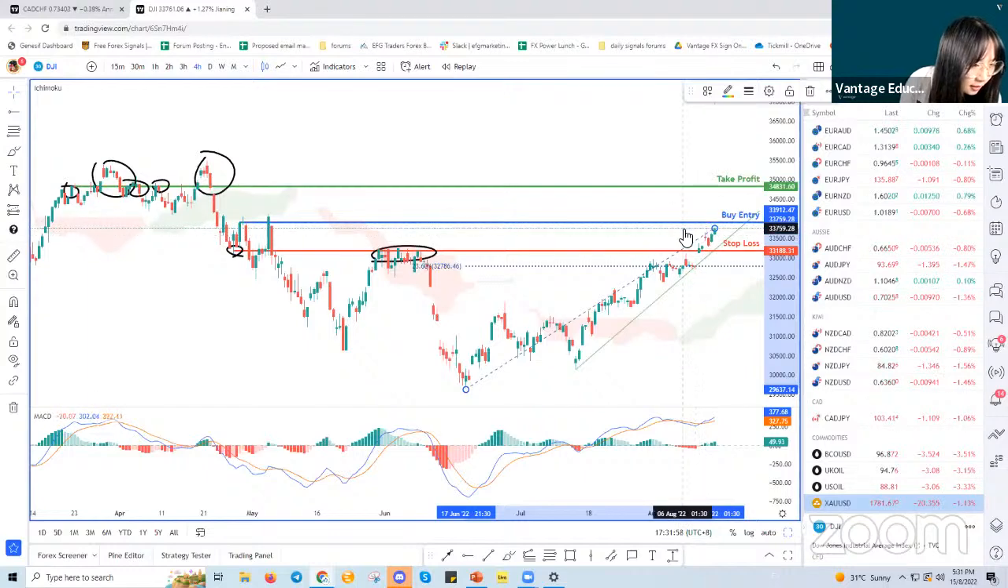I think in this case, this line is not very good to use, but we can leave it here for our reference.